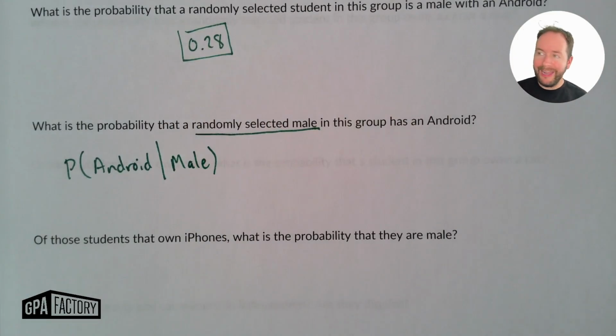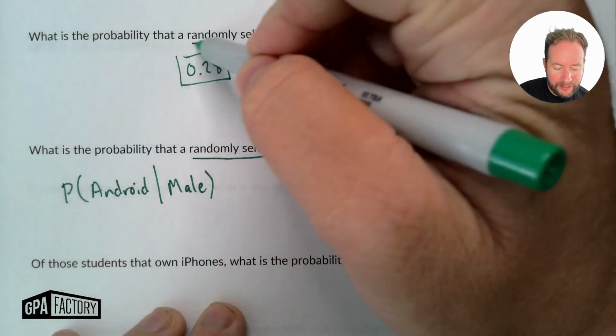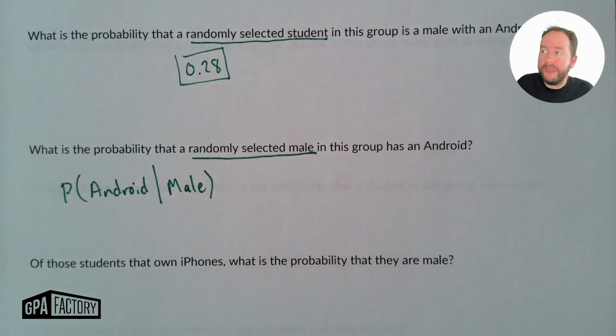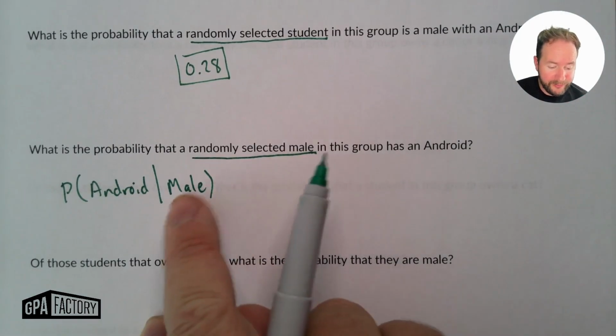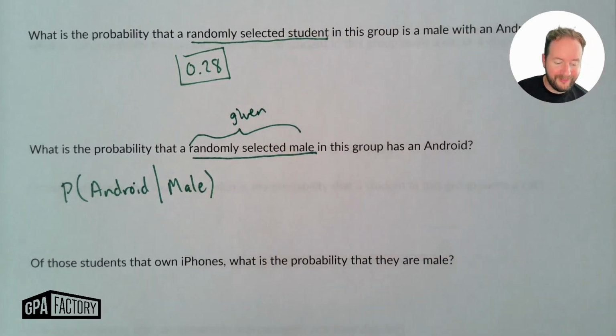And again, I want to highlight the difference. A lot of people overlook that this is a conditional probability, but this is because of the following. This question was not conditional because it said randomly selected student. Well, that's everybody in the group, so this is out of the entire group. But this says randomly selected male, so this is the given for this question.